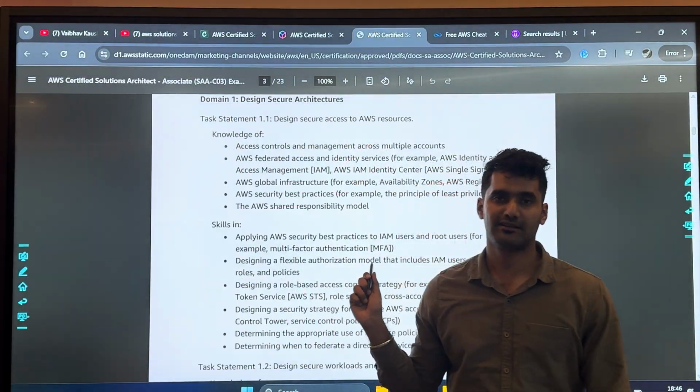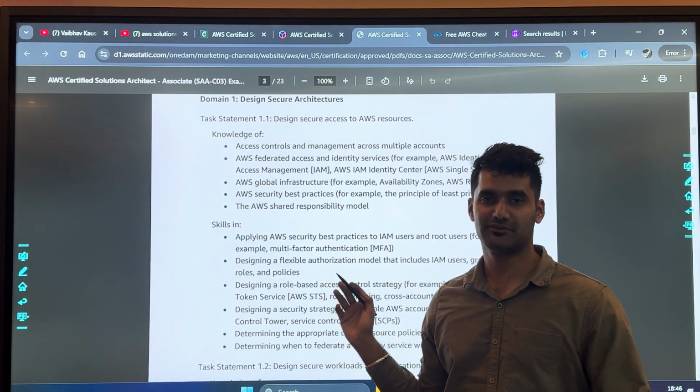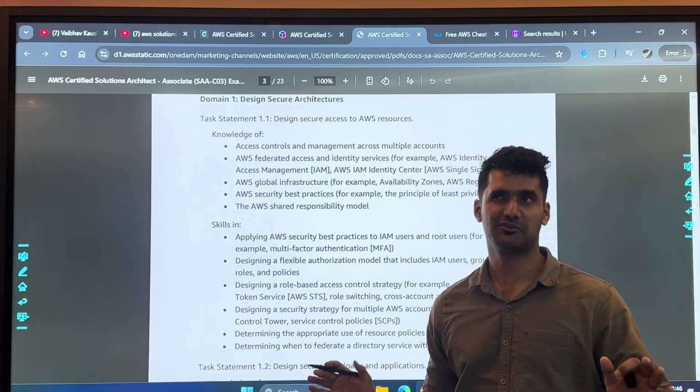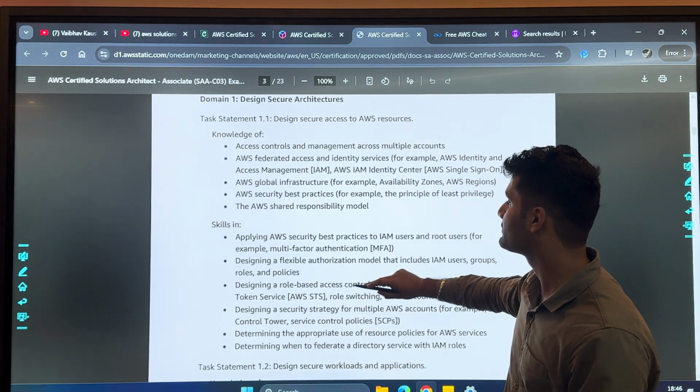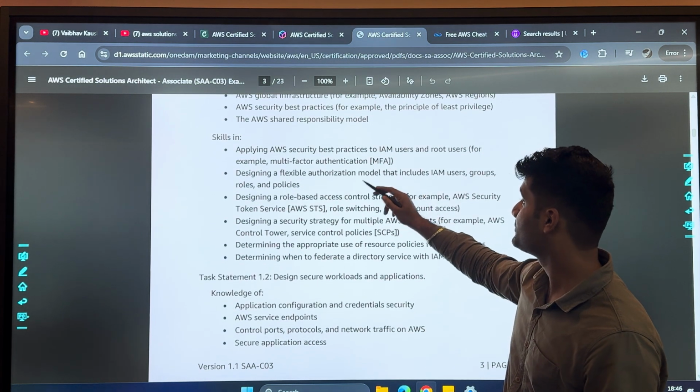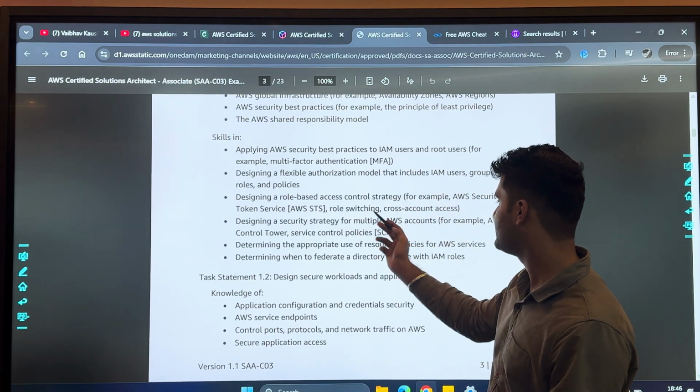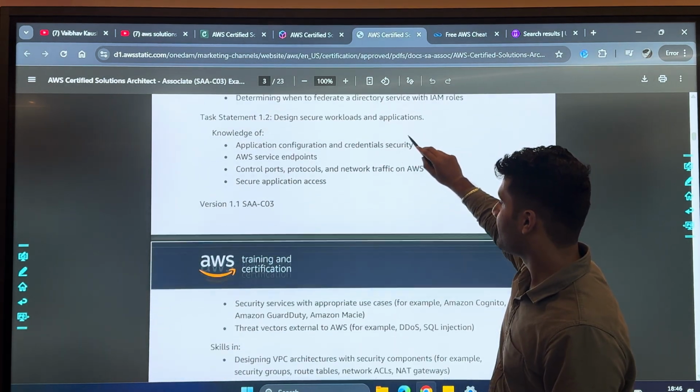See, this certification is very huge. So you have to give around 2-3 months of time to actually pass the certification. Then you should be skilled in IAM, MFA, STS, SCPs, right?